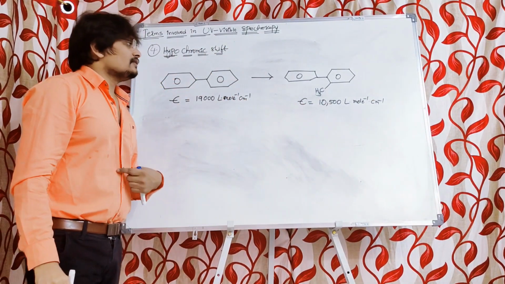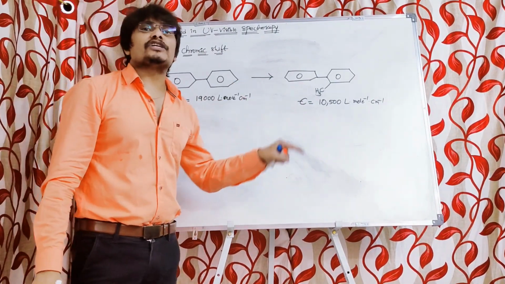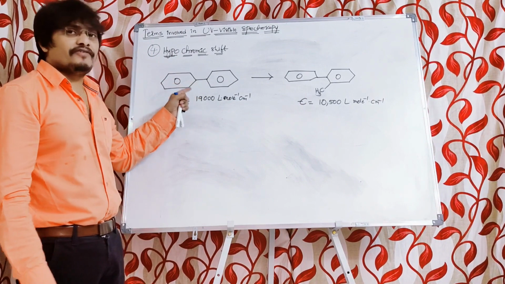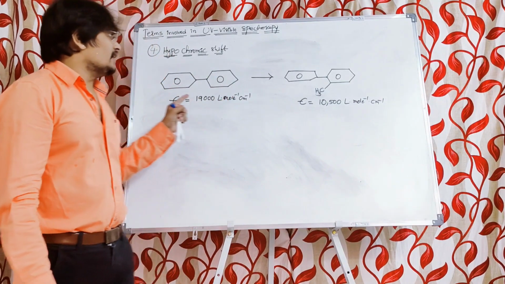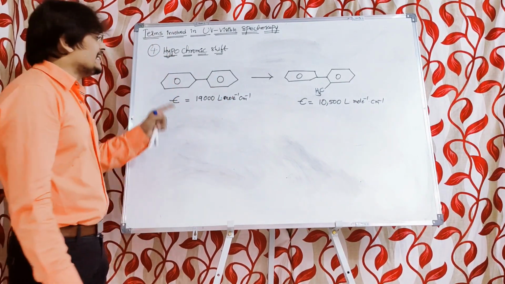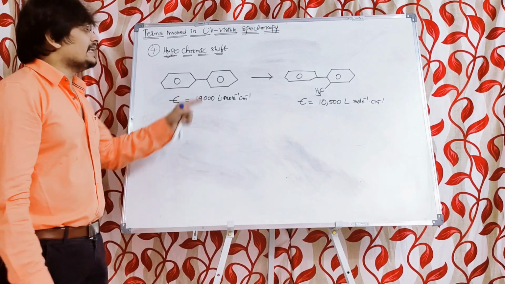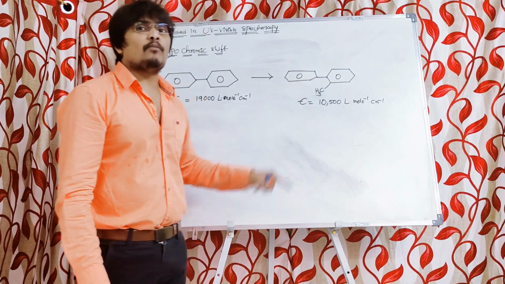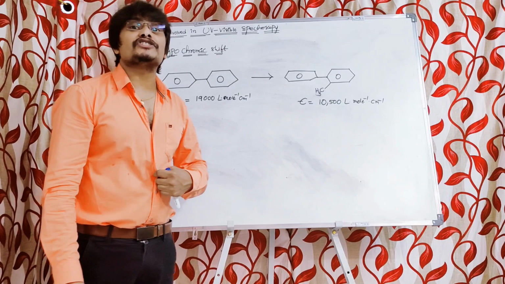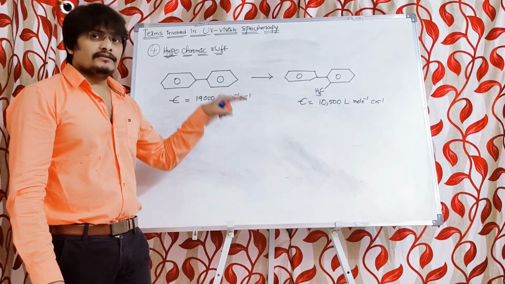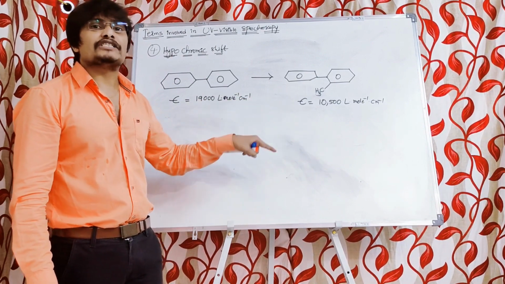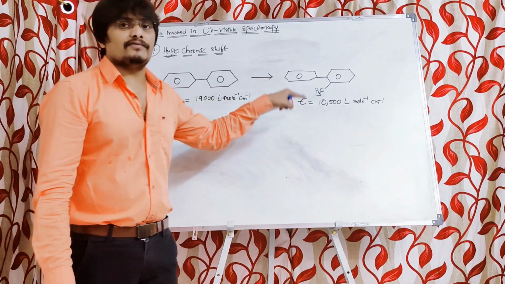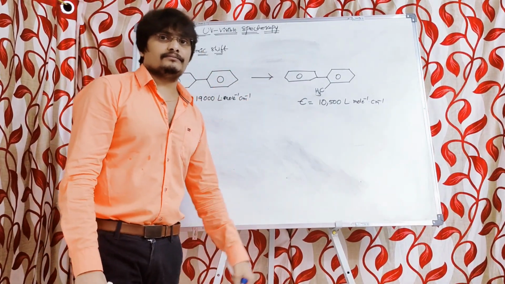So 19,000 to 10,500. Now this is due to the distortion in the geometry of the biphenyl. Initially the geometry of the biphenyl is very good. When there is no change in the geometry of the biphenyl, the intensity of absorption maximum was more, that is 19,000. But with the introduction of the methyl group in the biphenyl moiety, there is a distortion in the geometry. So due to the distortion in the geometry, the decrease in the intensity of the absorption maxima takes place from 19,000 to 10,500. So this is about the hypochromic shift. So these are the four shifts.